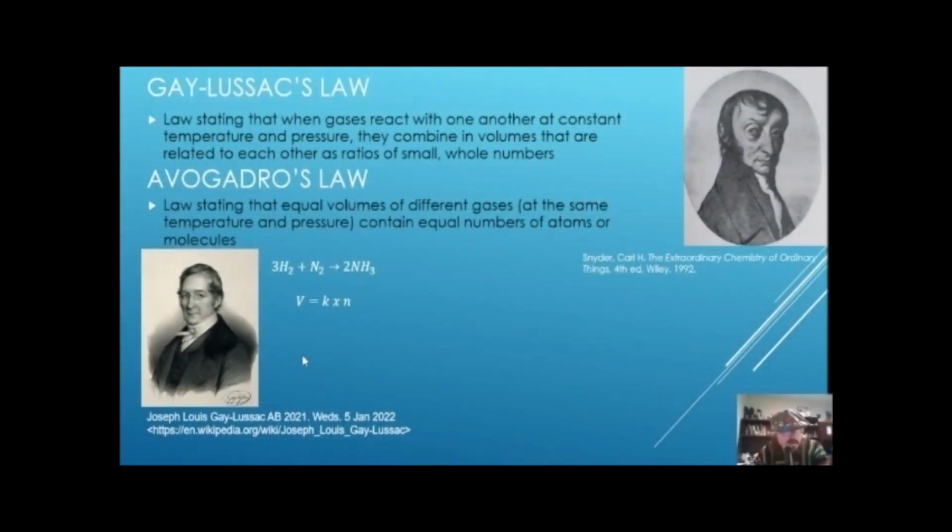Now, Gay-Lussac, as we talked about before, did some other science. He was very well known, this Mitch McConnell looking guy over here, for another law that he discovered. He discovered that when you react gases with one another at a constant temperature and a constant pressure, they will combine in volumes that are related to each other in ratios of small whole numbers. Essentially, I could equate volume with a number of atoms. If I reacted 3 liters of hydrogen with 1 liter of nitrogen, it would generate 2 liters of ammonia. He found they will react in simple whole number ratios.